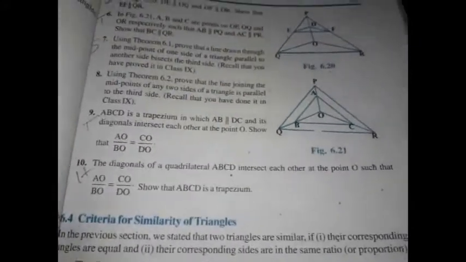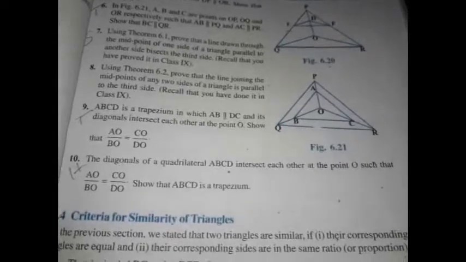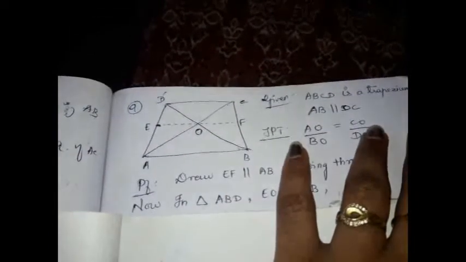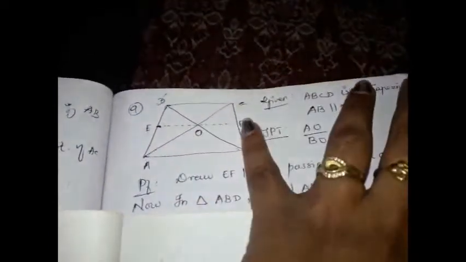When will it become a trapezium? When one pair of opposite sides is parallel. So we need to prove AB is parallel to CD, right? This is just the converse of the 9th problem. In the same way, consider ABCD a quadrilateral, construct EF parallel to AB, and then try to solve the problem. I'm leaving it to you. If you prove that AB is parallel to CD, then ABCD will become a trapezium. Try solving it. If you have doubts, ask me.